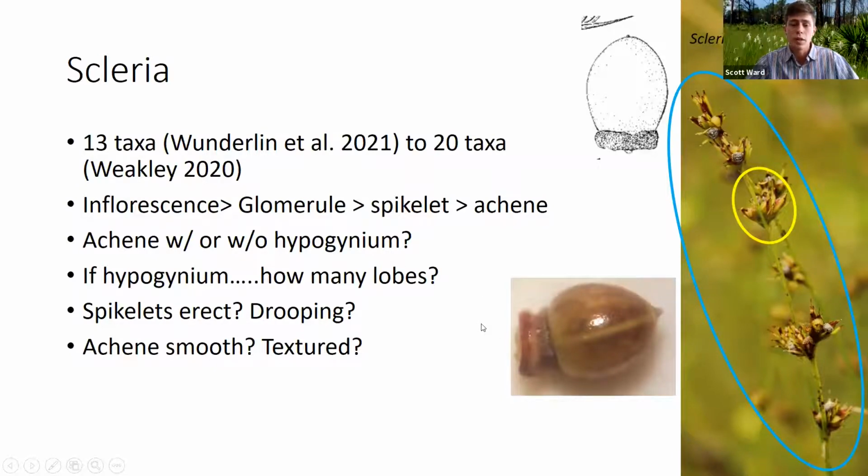reproductive structures. And with this genus in particular, it's really important to consider if the akenes come with this structure called a hypogonium or not, sitting at the base of the akene. Here's the tip, so this would be the upper part and then the lower part. And then if it does contain a hypogonium, how many lobes, what kind of shape is it in? So there's lots of different ways you can take these keys just due to the diversity. And then thinking about these spikelets, if they're drooping or erect is also pretty important. And then the texture of this akene really comes into play too.